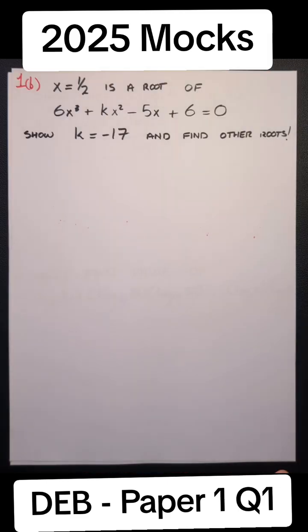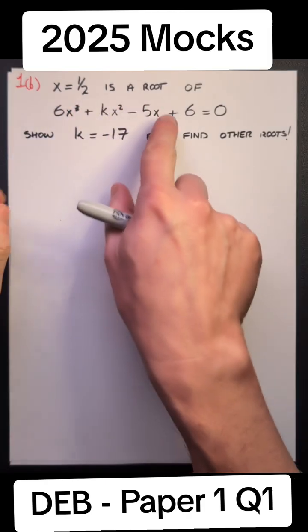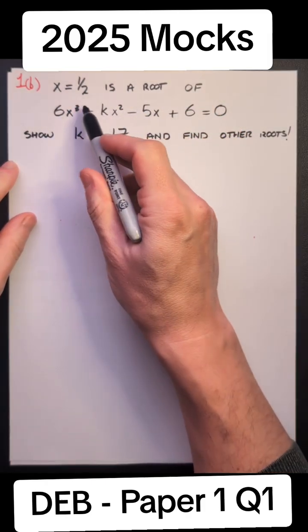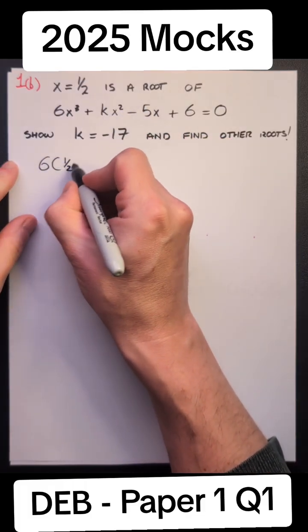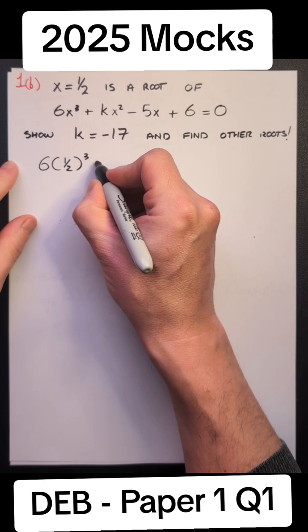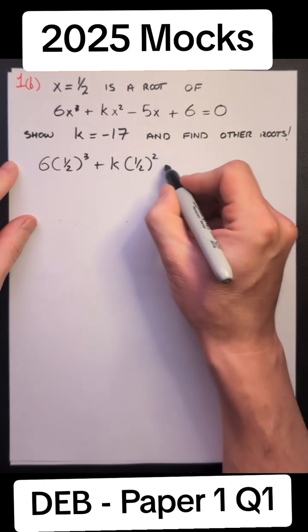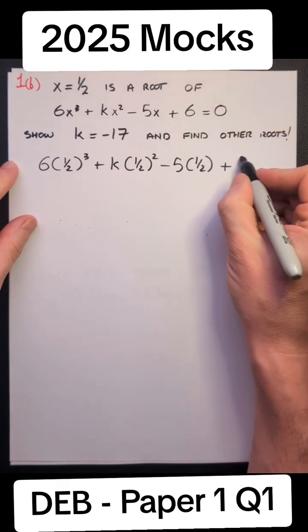So the next question says x equal to a half is a root of this equation here, so hopefully you can see it. It says if x equals a half is a root of this, show that k is equal to 17. Well, if x equals a half is a root, we should be able to put in a half for each x term here. And we get something like this, a half in for the x squared, and minus 5.5 in for that guy with the 5 plus 6.